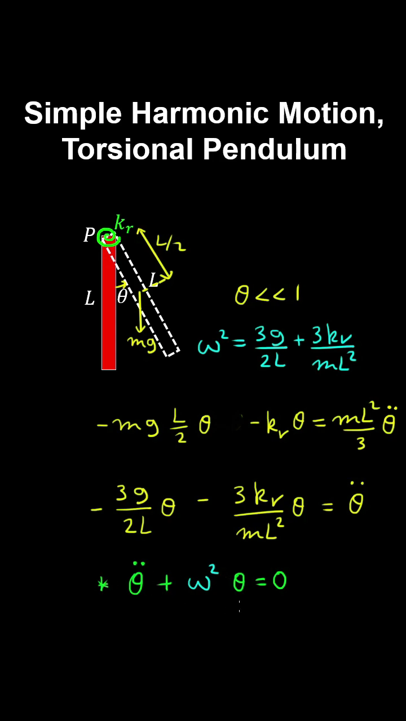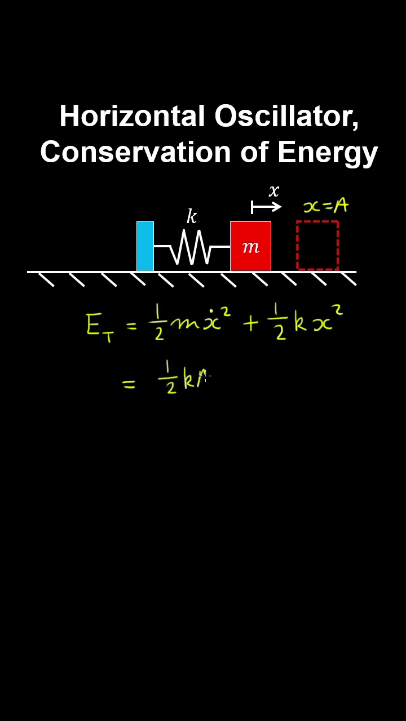Given a harmonic oscillator on a horizontal surface, the total energy of the system is the sum of a kinetic energy term plus the potential energy stored in a spring. And when the mass reaches a distance of x equals A, being the amplitude, from the equilibrium position of the spring, the total energy is then equivalent to the potential energy of the system.